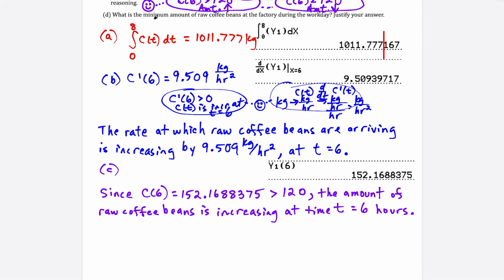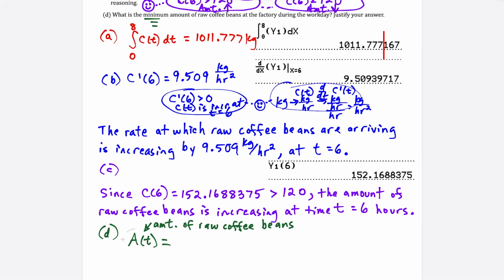So now for part D, we want to know what is the minimum amount of raw coffee beans at the factory during the workday, and we have to justify our answer. So for this question, let's write a function and we'll call it A of t. And A of t is going to represent the amount of raw coffee beans.